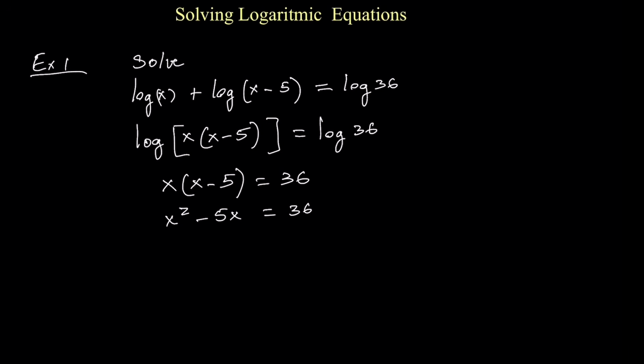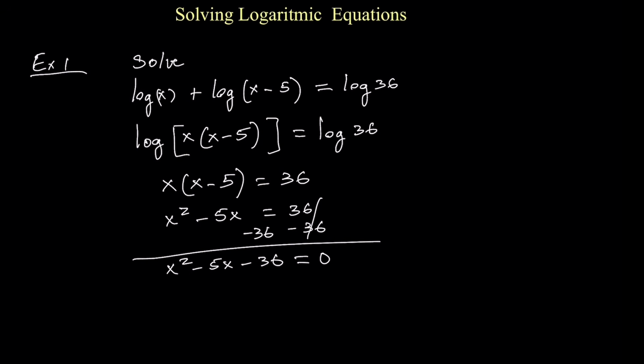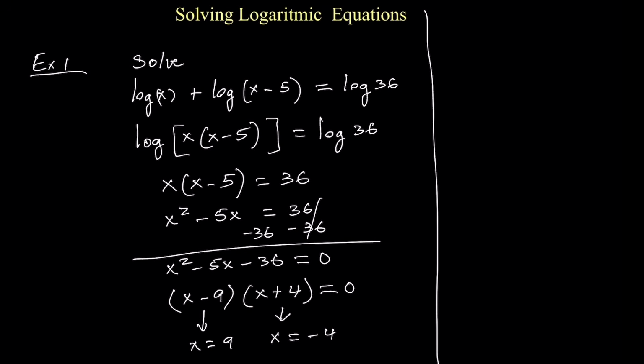Now subtract 36 from both sides of the equation. X squared minus 5x minus 36 equals 0. Now factor. We ask, what two numbers multiply to negative 36 and add to negative 5? The numbers are negative 9 and positive 4. So the expression factors as x minus 9 times x plus 4. Setting each factor equal to 0 gives x equals 9 or x equals negative 4. So the possible solutions are x equals 9 and x equals negative 4.